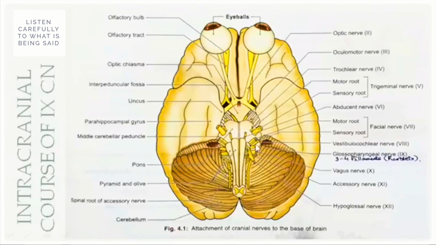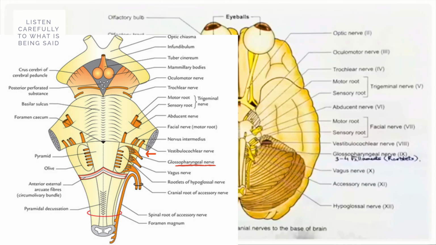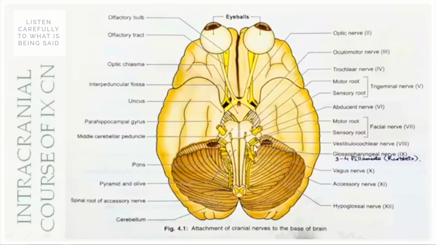Then the glossopharyngeal. I told you there were 5 functional components in these nerves. At the surface of the brainstem, they will emerge via 3 to 4 filaments. Here, it is not an intact nerve that is emerging; rather, it is emerging by 3 to 4 rootlets. These rootlets will soon all join to form a single nerve, and that's the glossopharyngeal nerve.